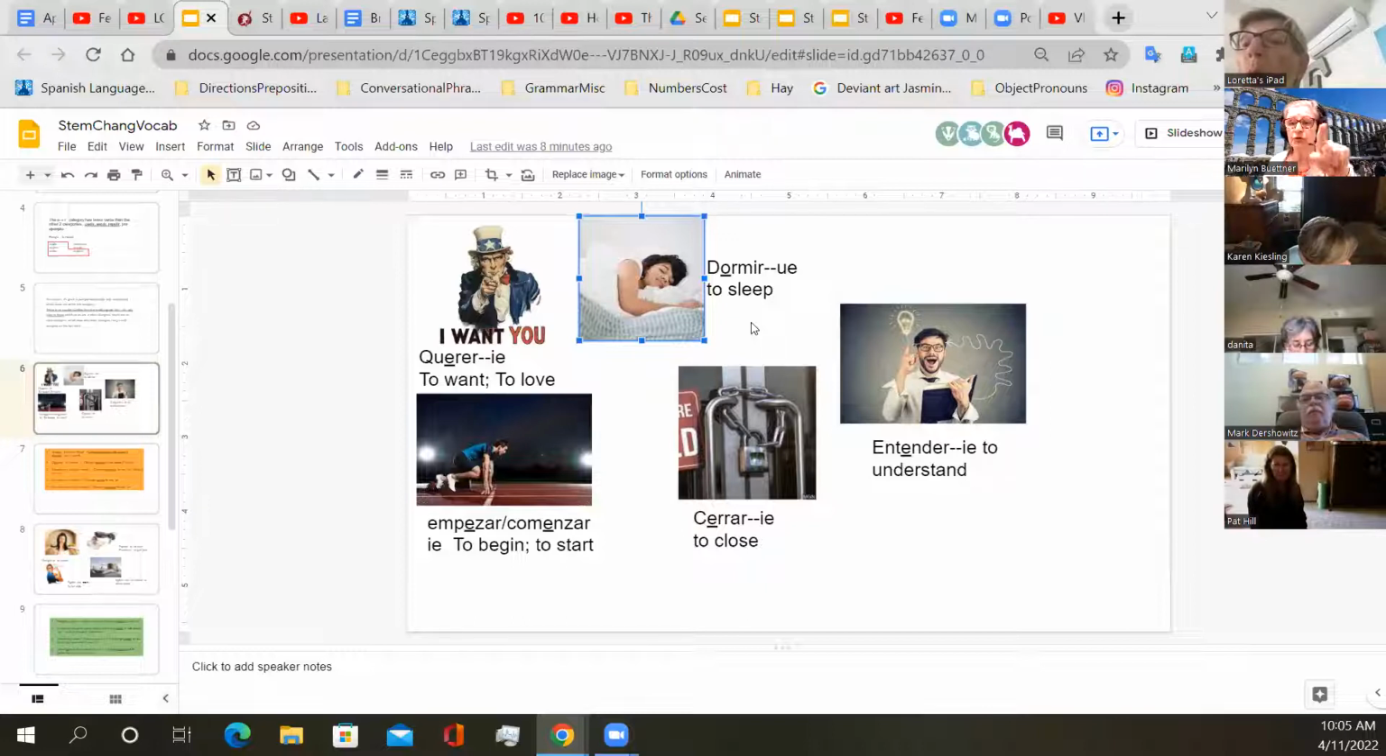The tú form becomes duermes. The form for one human being becomes duerme. The form for more than one person, they are sleeping or they do sleep, duermen. But notice when we go back to nosotros, that's outside of the boot. So it goes back to the D-O-R. Dormimos. Bien?